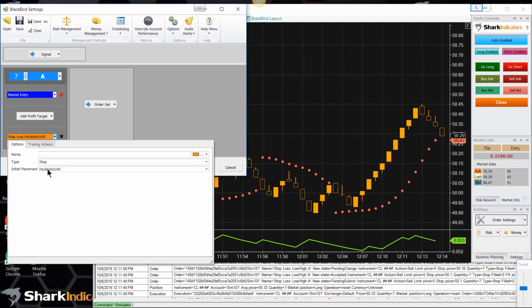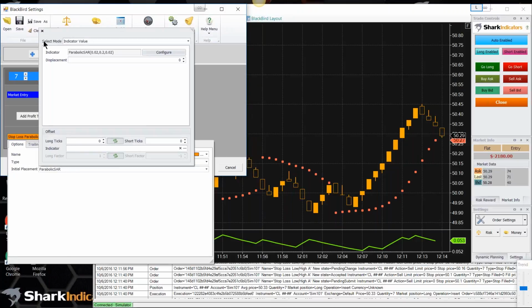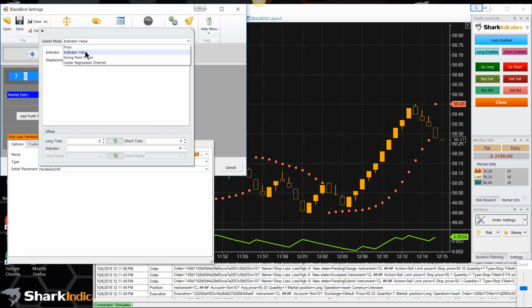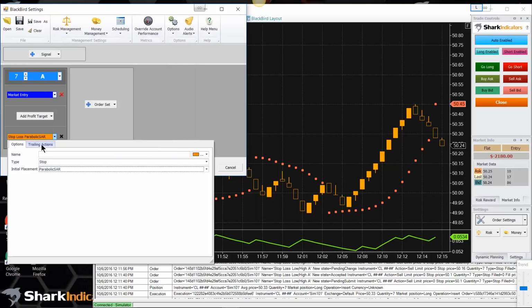All right, so our initial placement. You notice our select mode is now set to indicator value, right? When we were using the bar high and low prices, we were using the price mode, but now we're using indicator value mode. And we have our indicator set up there. We're just using the default values for the parabolic SAR. Simple enough. And so that's the initial placement.